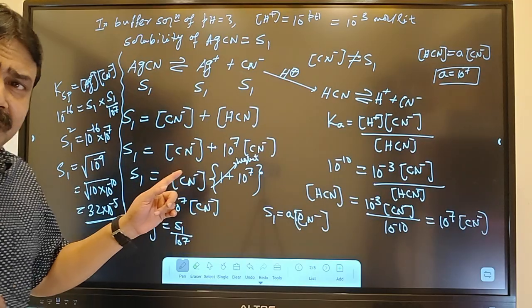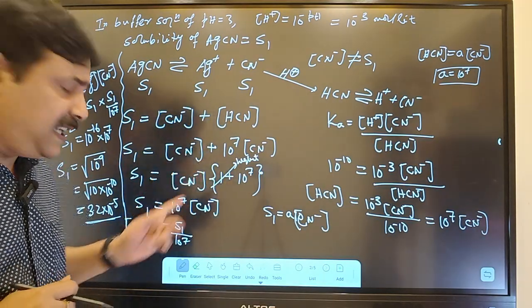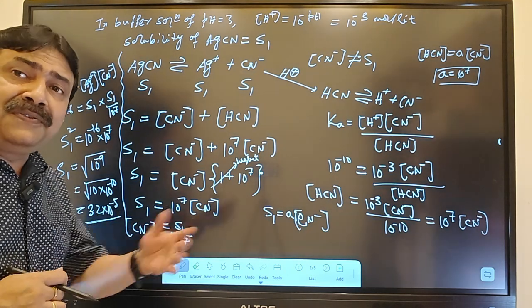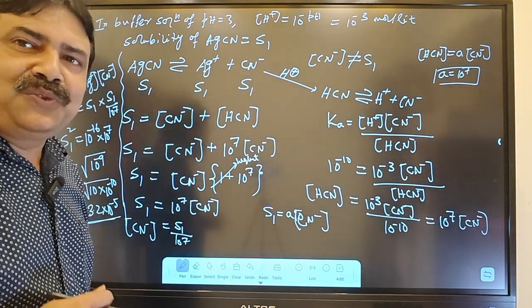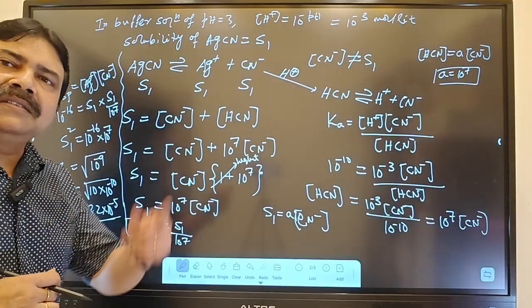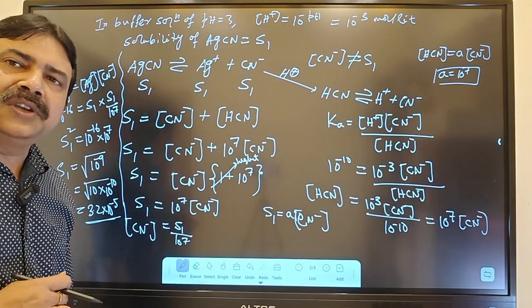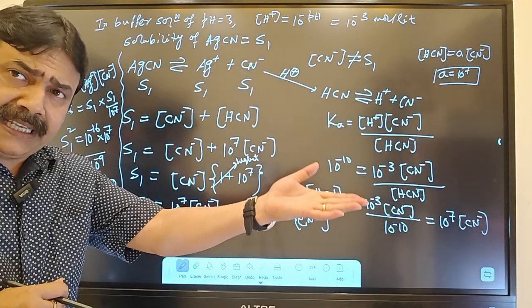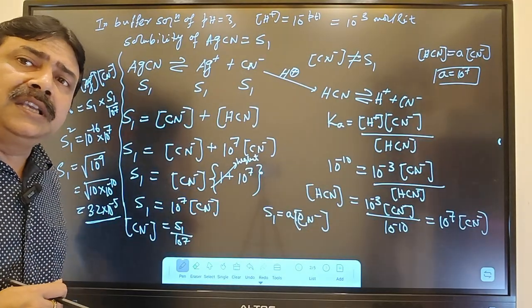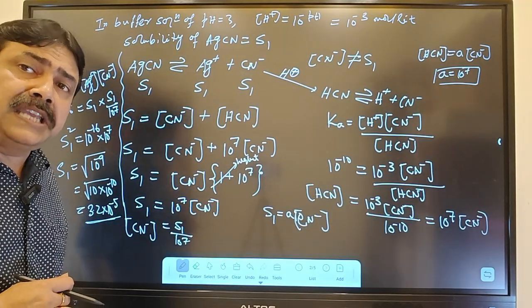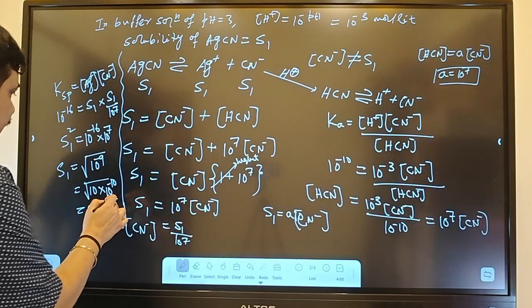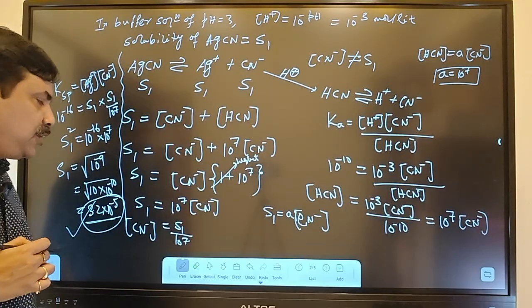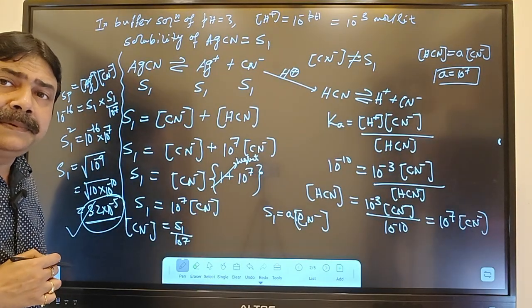But in pure water it was 10 power of minus 8. But here how much is it? 10 power of minus 5. Before solving itself, I told you solubility has to increase because the corresponding anion is undergoing a side reaction. In the same way, if the cation is undergoing a side reaction, solubility has to increase. You can follow the same methodology and solve the same model problem. So my answer in a buffer solution will be solubility 3.2 into 10 power of minus 5.